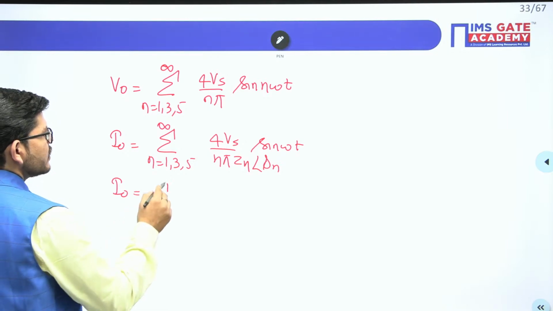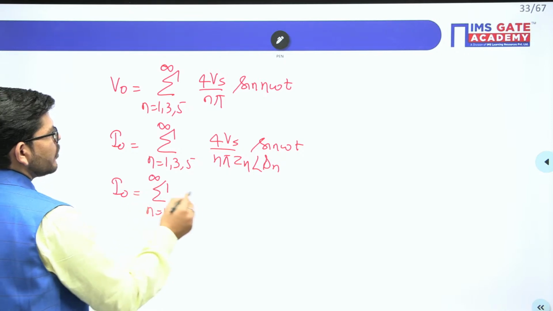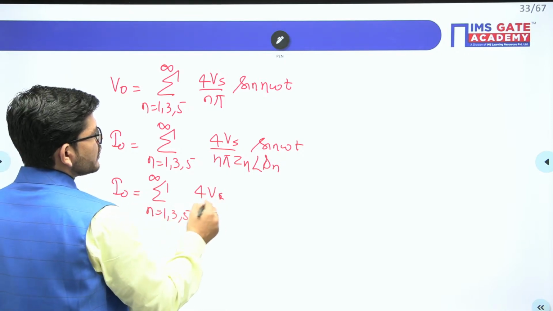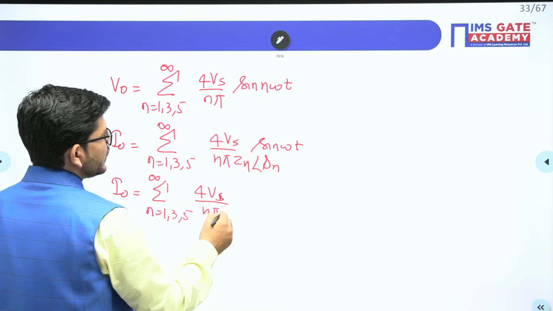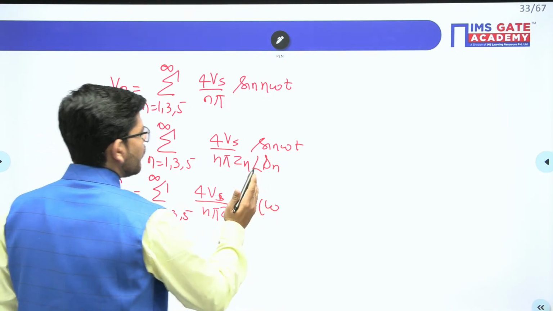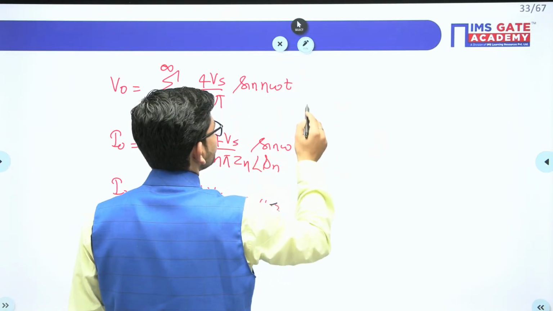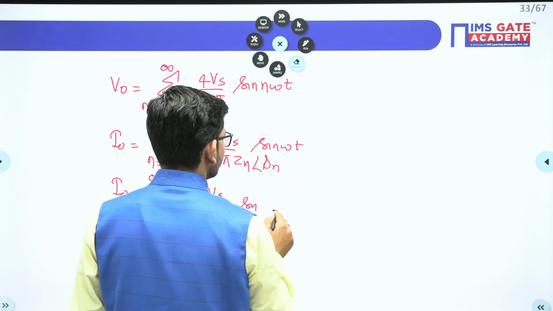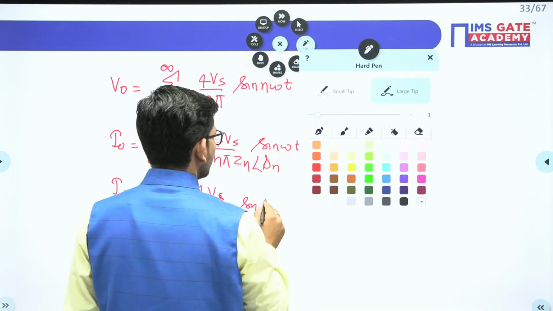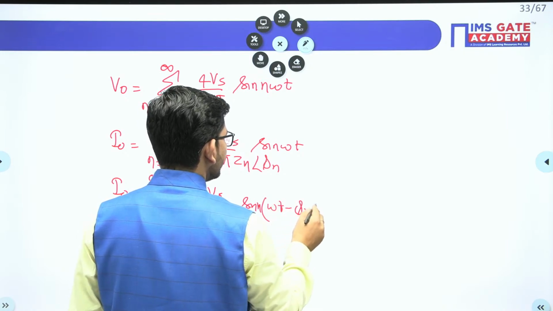In our case, let me just write this once again. This will be the sum over n = 1, 3, 5 to infinity of 4Vs upon n pi Zn sine of n omega t minus phi n. We will have omega t minus phi n there.